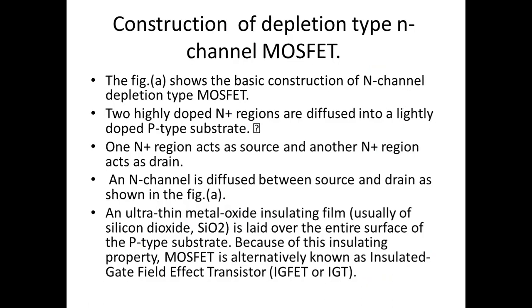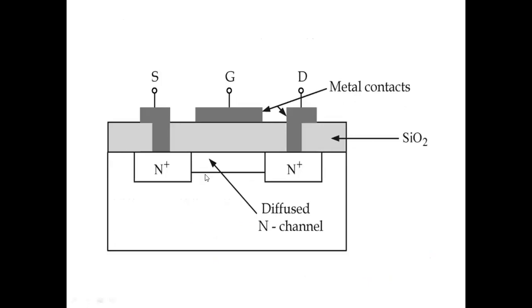Next, we go for the construction of N-channel depletion type MOSFET. The basic construction of the N-channel depletion type MOSFET is shown in this figure. There are two heavily doped N plus regions, which are diffused into a lightly doped P-type substrate. This entire bar is the P-type substrate.